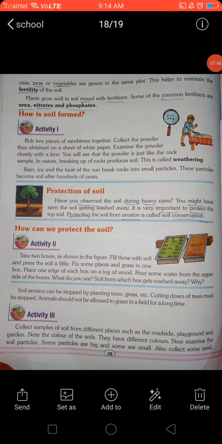Protecting the soil from erosion is called soil conservation. So what it mentioned here, protecting the soil from erosion is called soil conservation. How to protect? Let us find out.